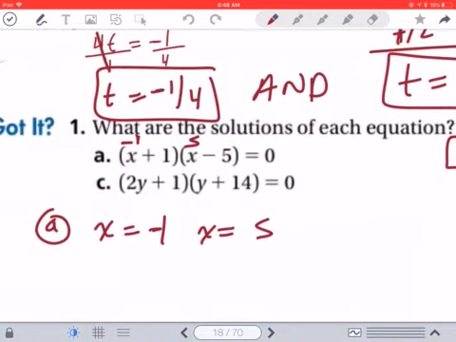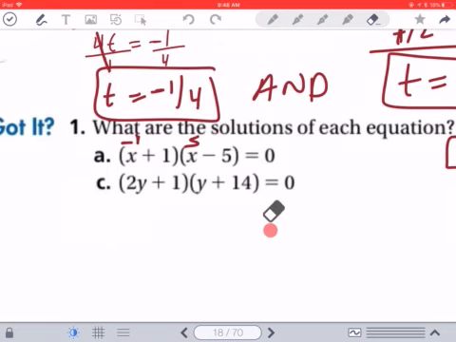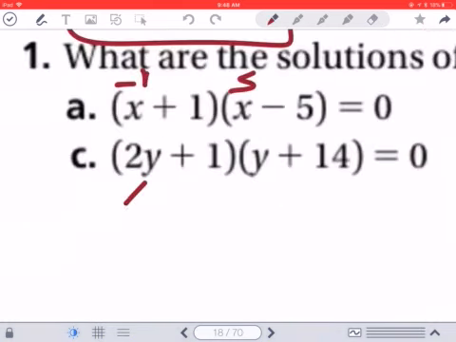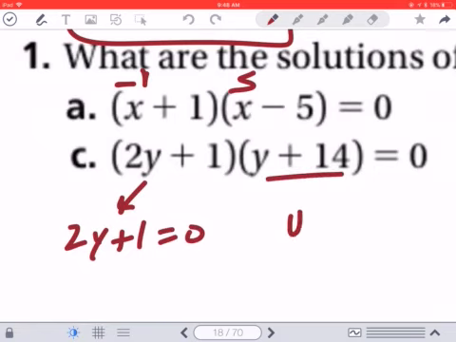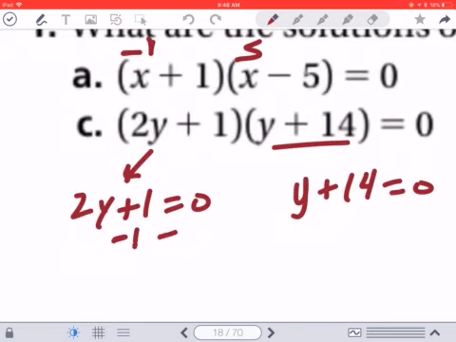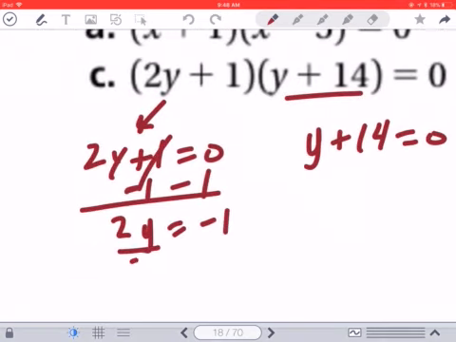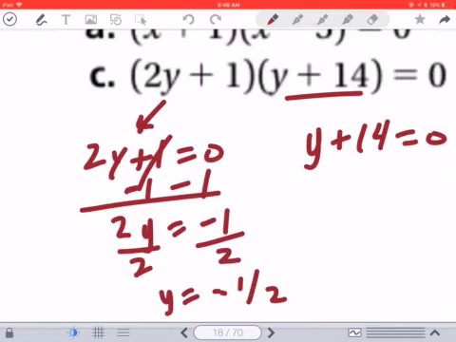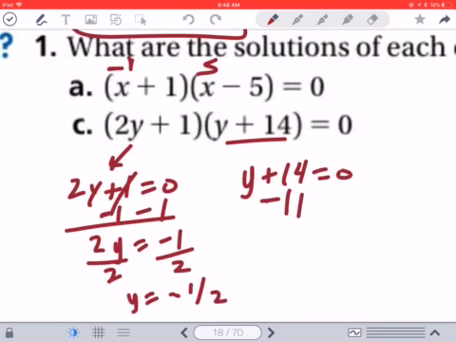Okay, part C. We've done A. Let me just erase that. Part C, we can set this one equal to 0: 2y plus 1 equals 0. Set this binomial equal to 0, and subtract 1 here. 2y equals negative 1. Divide by 2, so y equals negative 1/2. Subtract 14 here, so y equals negative 14.